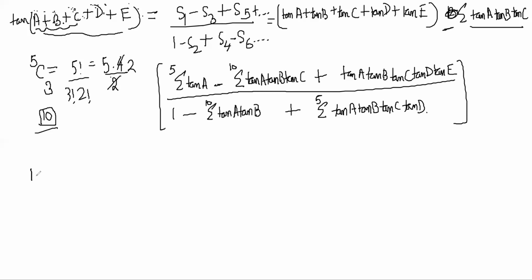So for example, let's just do the formula for the 3 angle case. The 3 angle case will be (S1 minus S3) by (1 minus S2). S1 is angles taken 1 at a time, the sum of all the angles. So it is tan A plus tan B plus tan C.